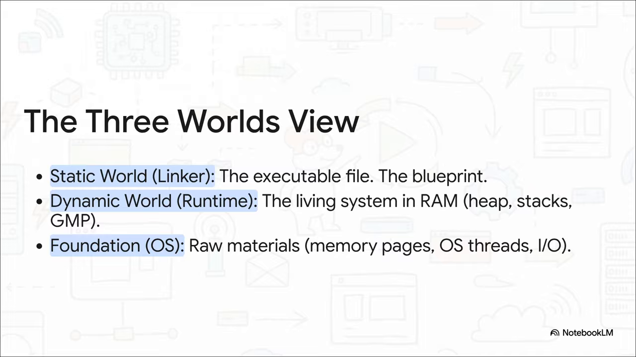So our complete mental model can really be seen as these three distinct worlds, or layers, all working together. First is the static world, created by the linker. This is the blueprint, your executable file, containing the compiled code, the runtime, and all that metadata. Second is the dynamic world, built by the runtime at startup. This is the living system, the heap, the goroutine stacks, and the scheduler's G, M and P state, all of it conjured into existence in RAM. And third, you have the foundation, which is provided by the operating system. This is the raw material, the memory pages, the OS threads that the scheduler's Ms are built on top of, and the system calls for I/O that make things like networking and file access possible. The Go runtime uses this foundation to build its powerful high-level abstractions for us.